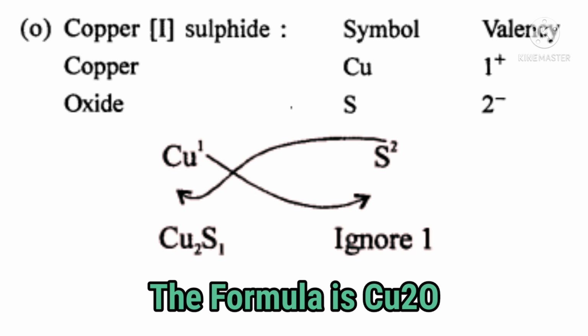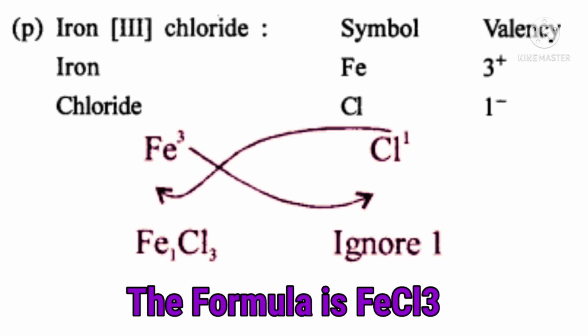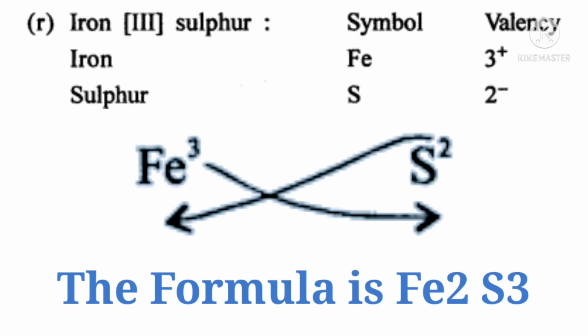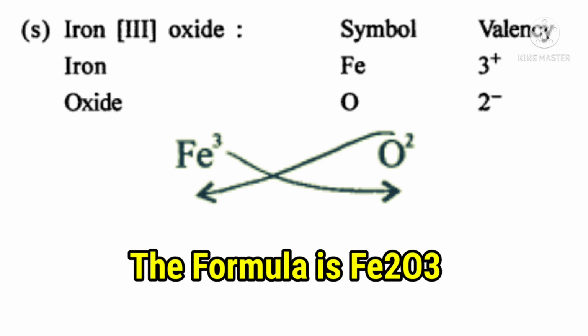So Cu2S. Iron(III) chloride, FeCl3. Here the valency of iron will be 3. Similarly, iron(II) hydroxide. Here the valency of iron will be 2. Iron(III) sulfide. The formula will be Fe2S3. Here iron is 3 and sulfur the valency is 2. The formula of iron(III) oxide is Fe2O3.